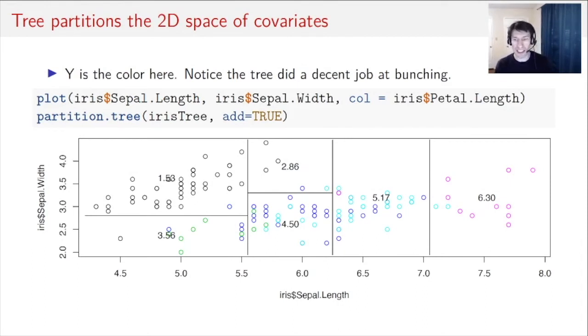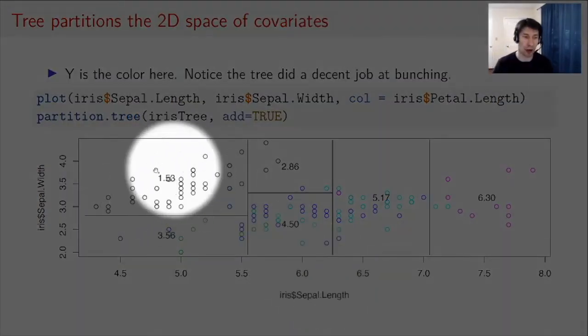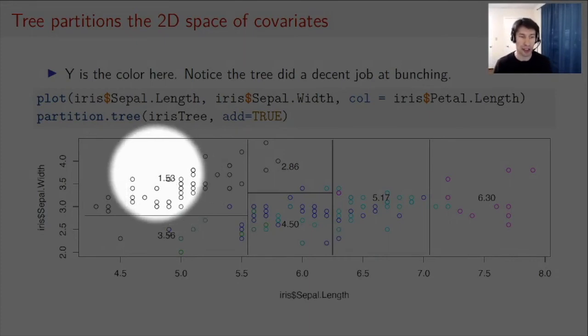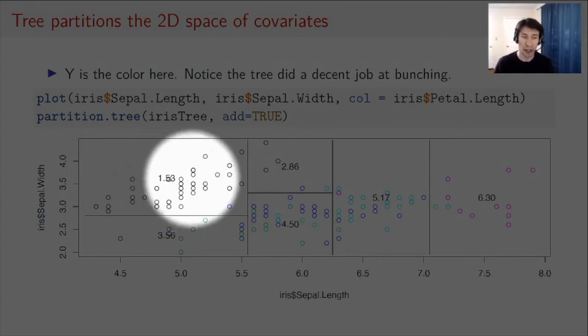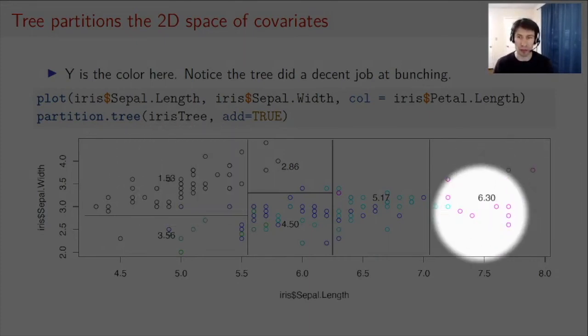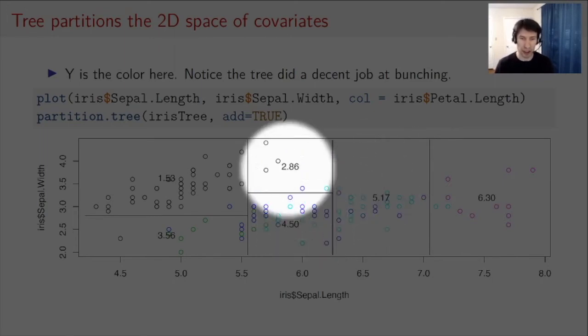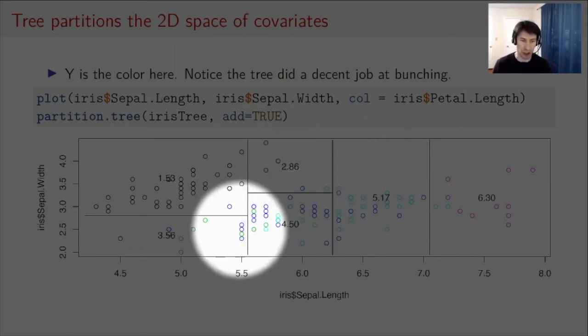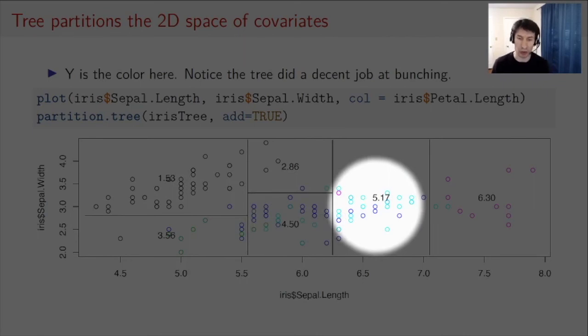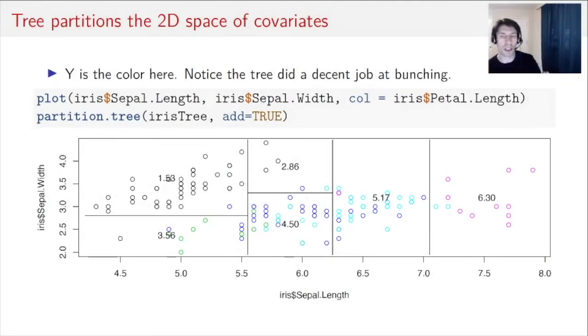And what do we see? Well, we see that this tree did a pretty good job at recognizing that there are a bunch of low values here with a mean of 1.53. They are in black. Here there are a bunch of relatively high values. They're in pink and they have 6.3 as a mean. And here in between, it kind of tries to recognize bunches. Here's some green values, here's some blue values, light blue, dark blue. The tree is doing a relatively good job at recognizing kind of homogeneous zones of this covariate space.